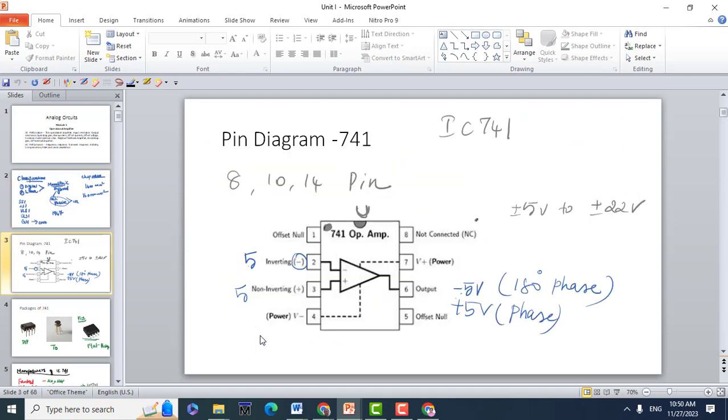So coming to the pin diagram of 741 operational amplifier, this is one set of operational amplifier, namely 741. You have many different operational amplifiers. So this is the first version of operational amplifier with an 8-pin DIP or 8-pin IC. Okay, dual inline package is said to be DIP. So it is an 8-pin DIP.